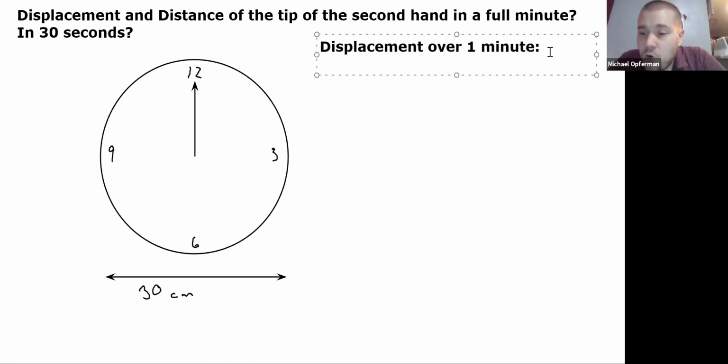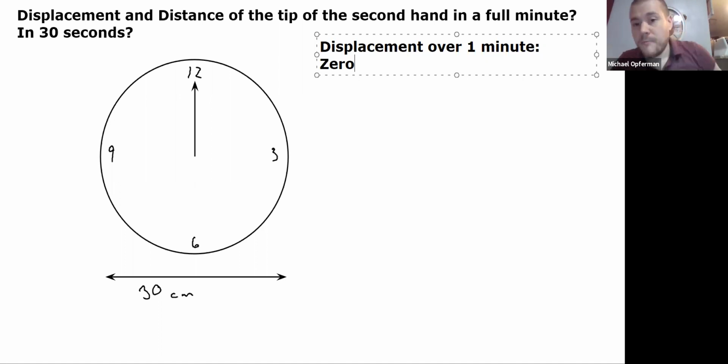So the displacement over 1 minute is simply 0. The reason why is because remember that the displacement considers only the initial state and the final state, period. So over the course of 1 minute, the second hand makes a complete loop around the clock, gets back to where it started. The initial state and the final state are exactly the same. So as a result, it hasn't moved at all.